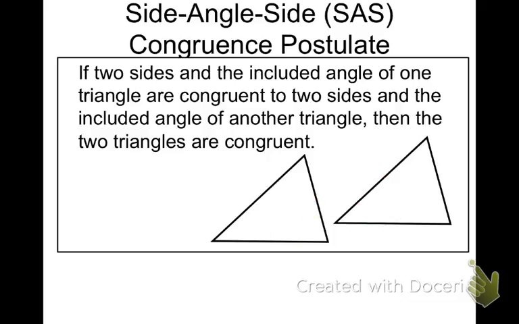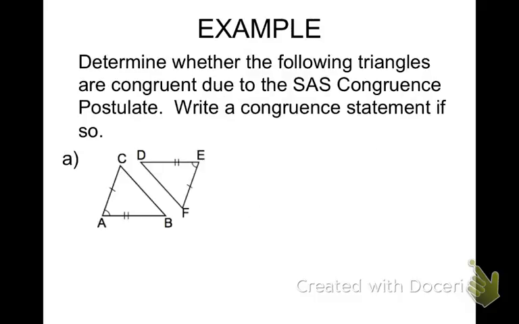All right, so let's see if we can identify it. Determine whether the following triangles are congruent due to side angle side congruence postulate. If so, write a congruent statement. So what I personally like to do is I'll put a little S for my congruent sides, and I'll put a little A for my congruent angle. You ready for this, Sam? So, is this marking representing a congruent side or angle? Side. So I'm going to put a little S here, and then I'm going to match it up with the other side over there.